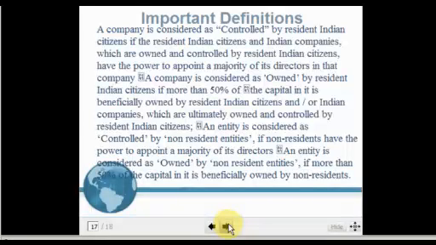An entity is considered as controlled by non-resident entities if non-residents have the power to appoint a majority of directors. An entity is considered as owned by non-resident entities if more than 50% of the capital is beneficially owned by non-residents.